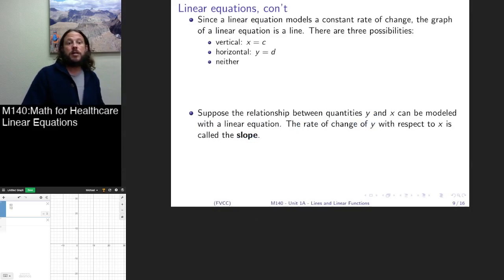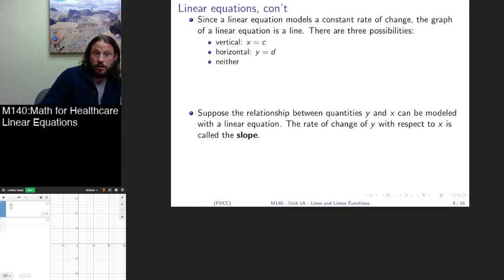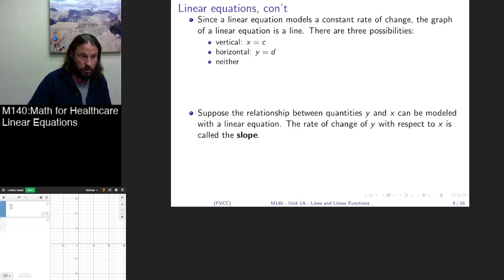Okay, since the linear equation models constant rate of change, the graph of the linear equation is a line. There are three possibilities. Let me just show you a quick picture here of a line. Maybe something like y equal to 3x plus 2.